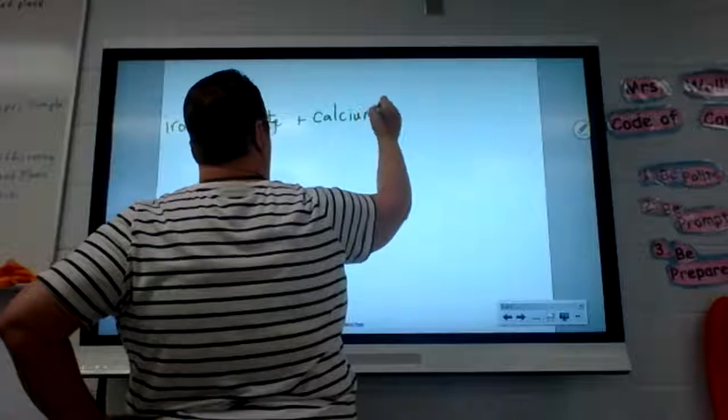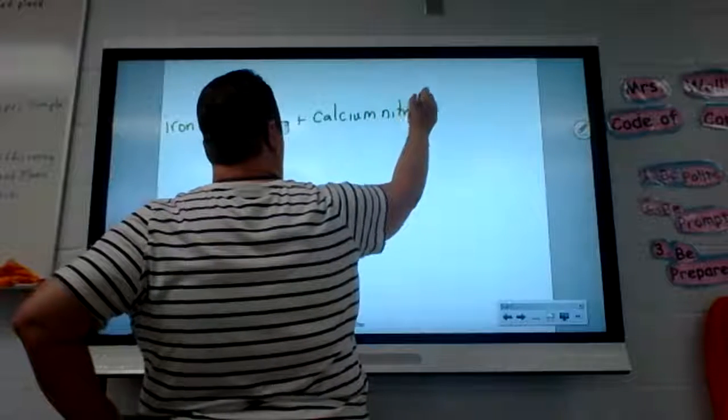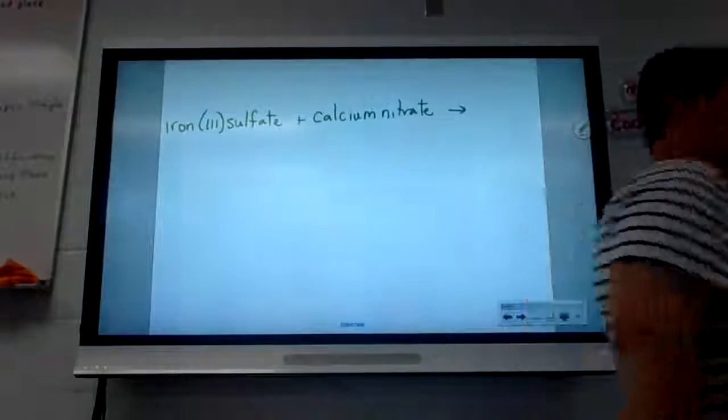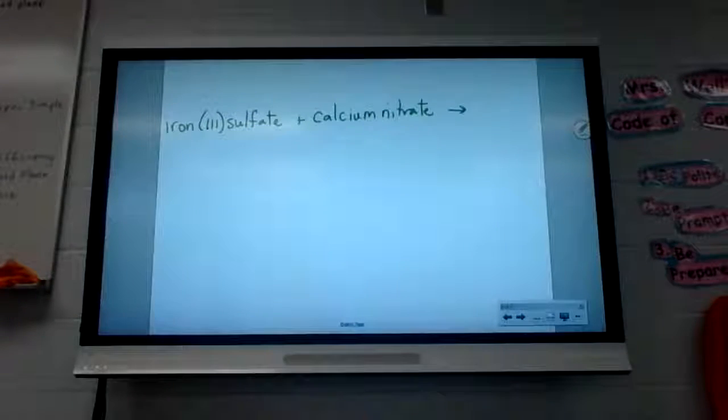Oh, and on the quiz, when it's decomposition, don't you have to distribute the subscript into the parentheses if you're trying to balance? Yeah. If it's not a polyatomic ion on the other side, yes. Okay.